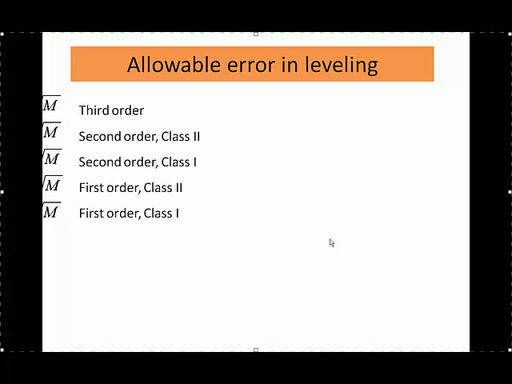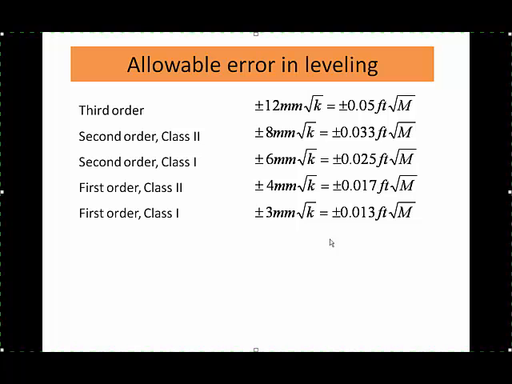Now, if we compare these numerically, you'll see that third order has a larger allowable error than first order surveys. On the right you can see some metric to English equivalencies, and let me explain those for you. If we look at the third order accuracy standard in metric, the distance k is the circuit length in kilometers. Or in English, the distance m is the circuit length in miles.